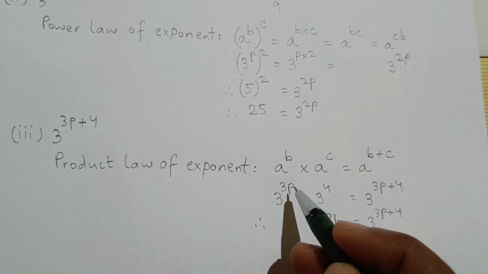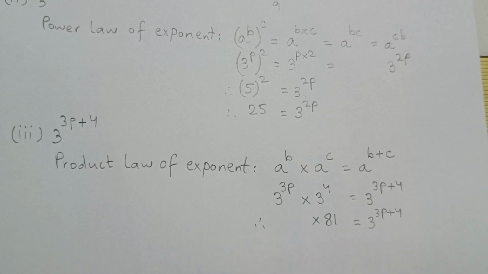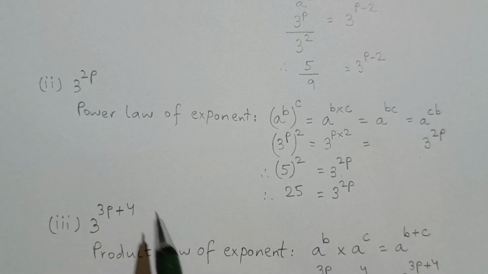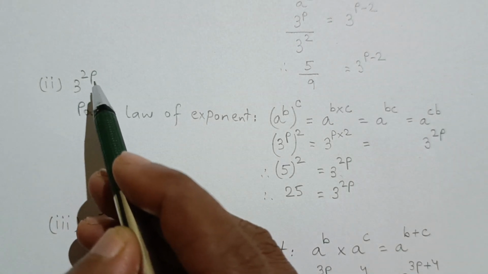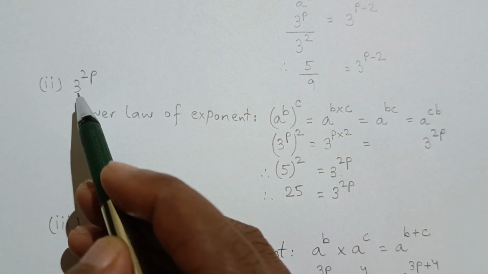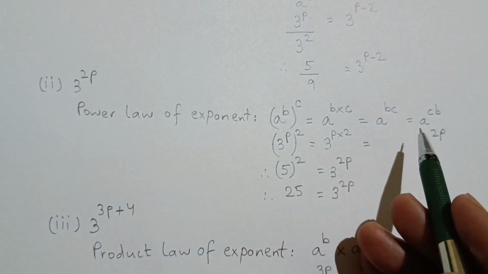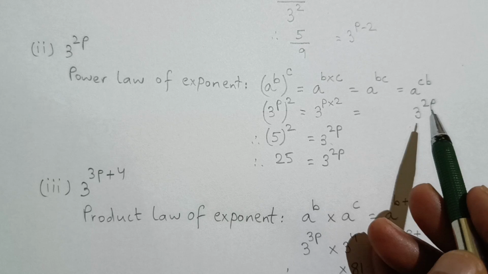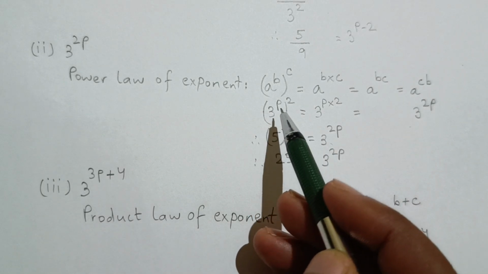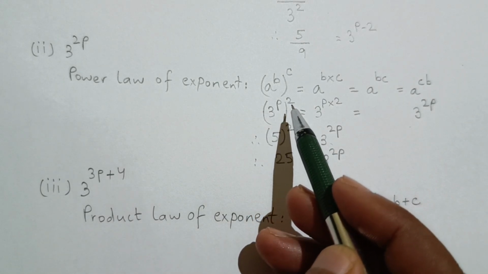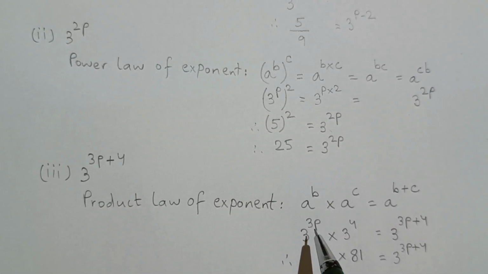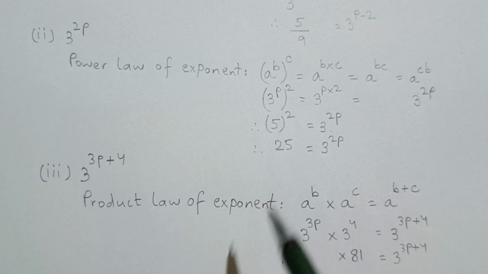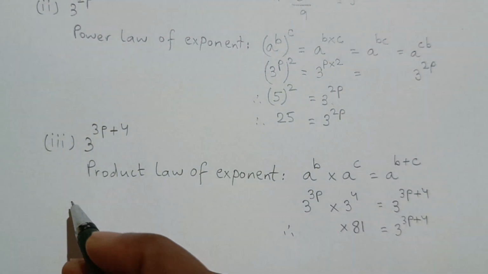And what is 3 to the power 3p? Now for 3 to the power 3p, we can take the help of question number 2. Because in question number 2 we have solved 3 to the power 2p. And how did we solve 3 to the power 2p? By taking the help of the power law of exponent. So 3 to the power 2p, we wrote it in this way, 3 to the power p whole raised to the power 2. So therefore 3 to the power 3p can be written as 3 to the power p whole raised to the power 3.